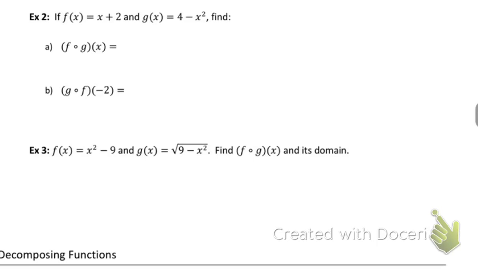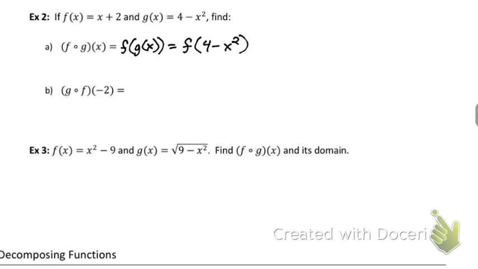So our first example is we have f of x equaling x plus 2. We have g of x equaling 4 minus x squared. It says find f of g of x. So in other words, I'm trying to just do f of g of x. But I know g of x. So we're really doing f of, and g of x is actually 4 minus x squared.